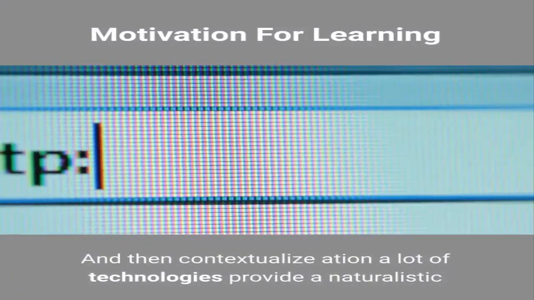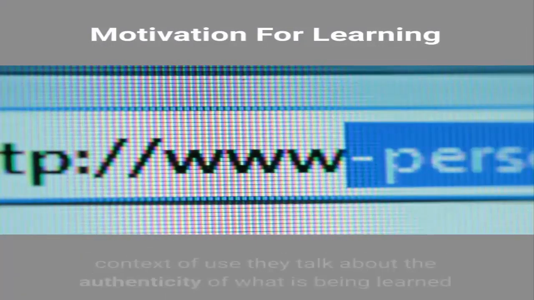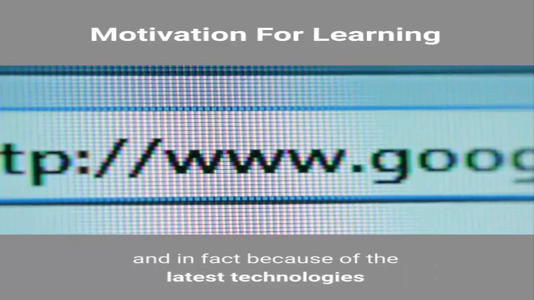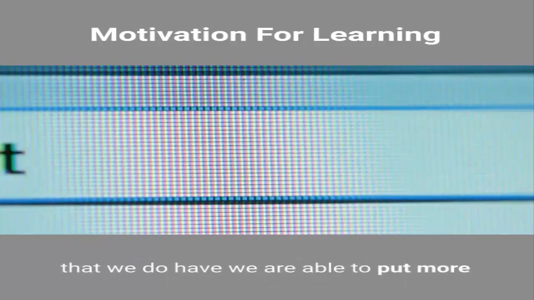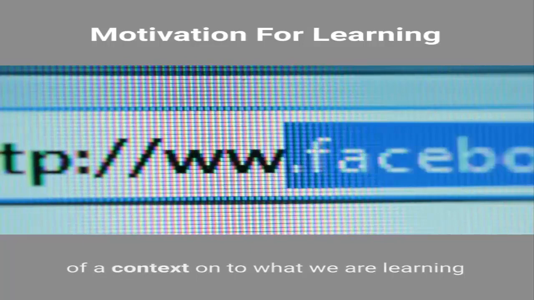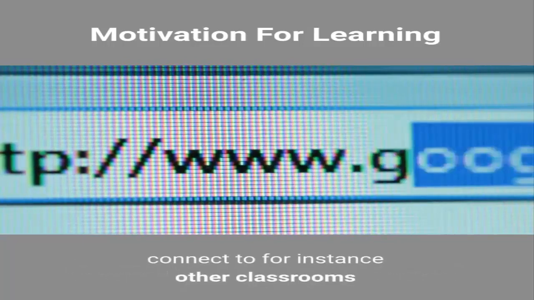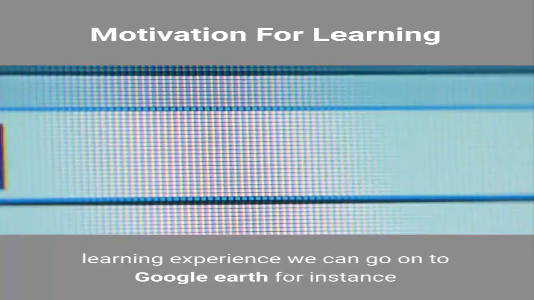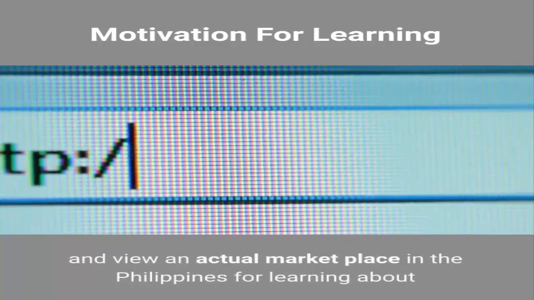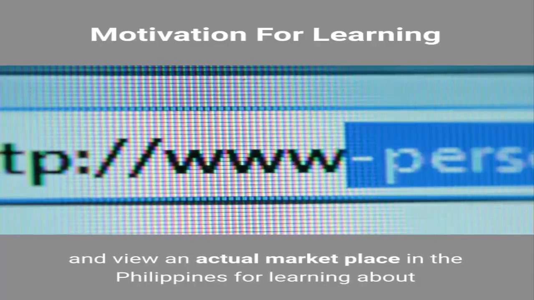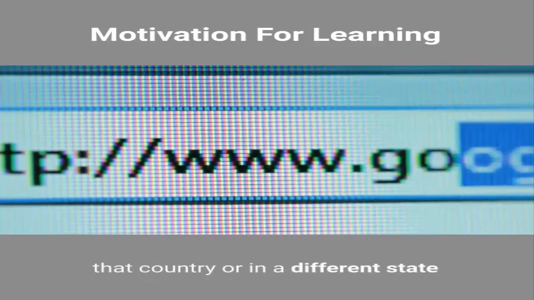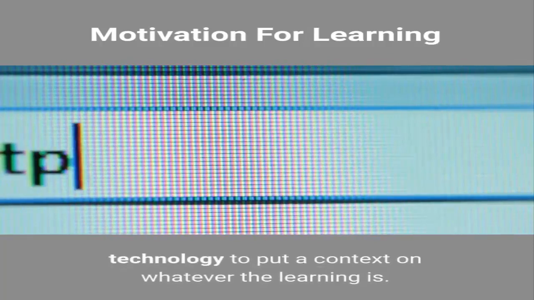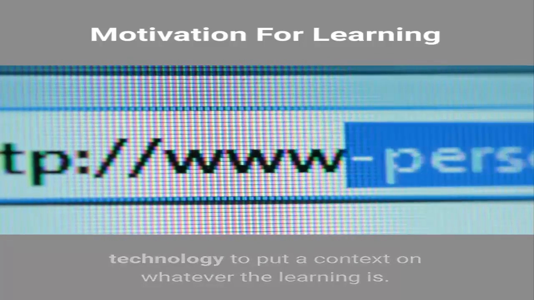And then contextualization. A lot of technologies provide a naturalistic context of use. They talk about the authenticity of what is being learned. And in fact, because of the latest technologies that we do have, we are able to put more of a context onto what we are learning in class a lot of times. We are able to connect to, for instance, other classrooms or communicate with other people who may be a part of our authentic learning experience. We can go on to Google Earth, for instance, and view an actual marketplace in the Philippines if we're learning about that country, or in a different state, or whatever we're learning about. We can often use technology to put a context on whatever the learning is.